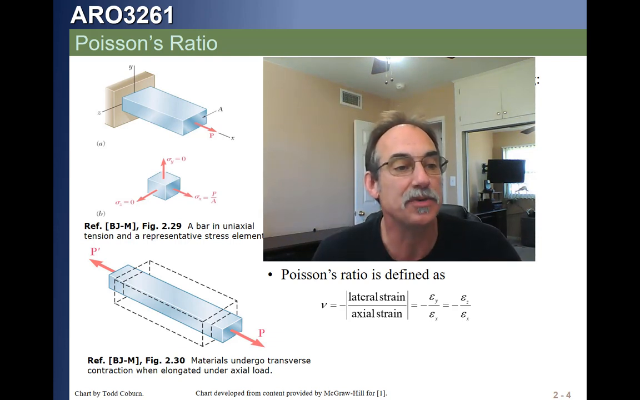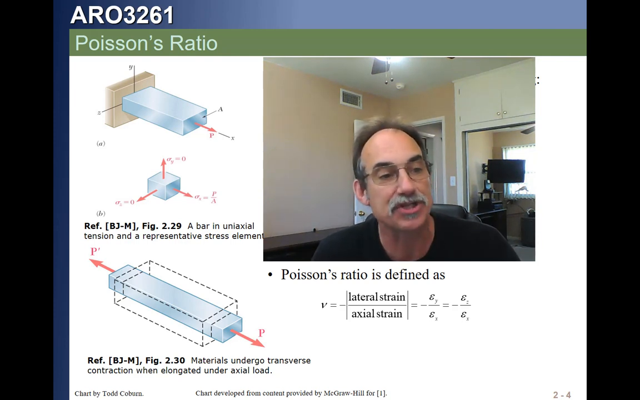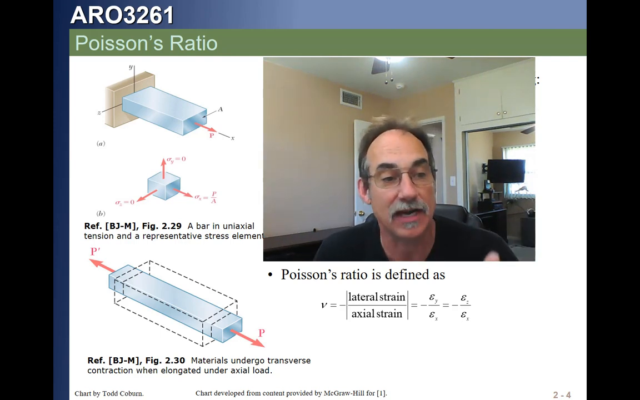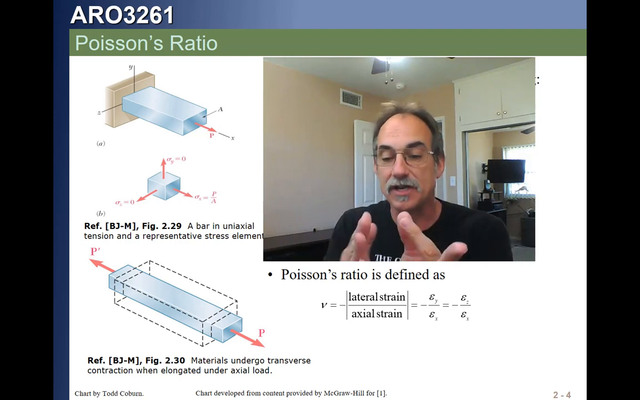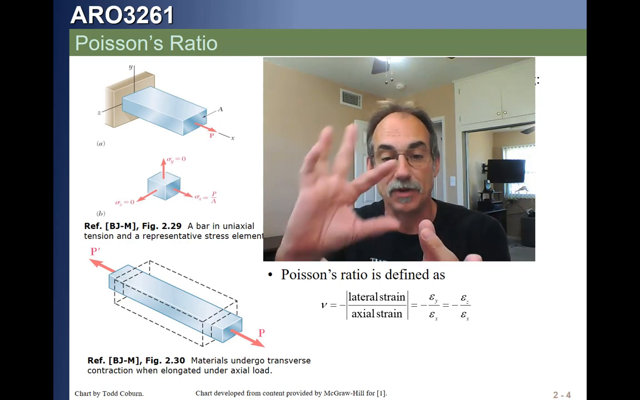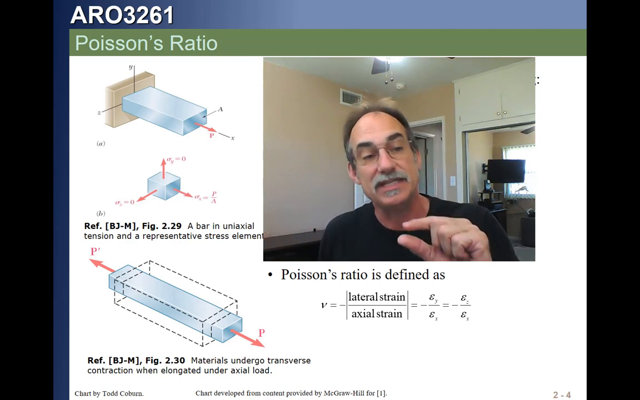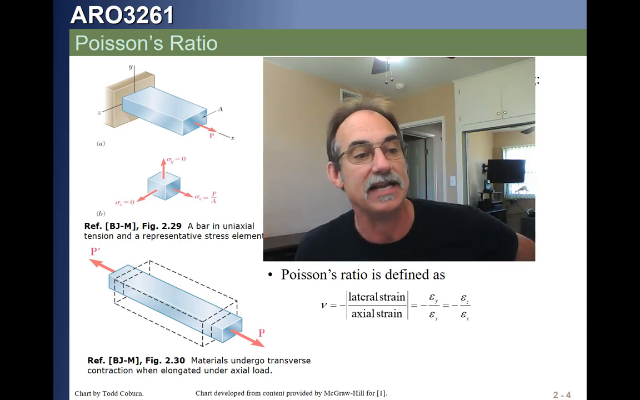So Poisson's ratio is defined as the lateral strain divided by the axial strain. That means the strain in the other direction divided by the strain in the direction you're pulling. Since the other strain was negative, Poisson's ratio is defined with a negative sign.